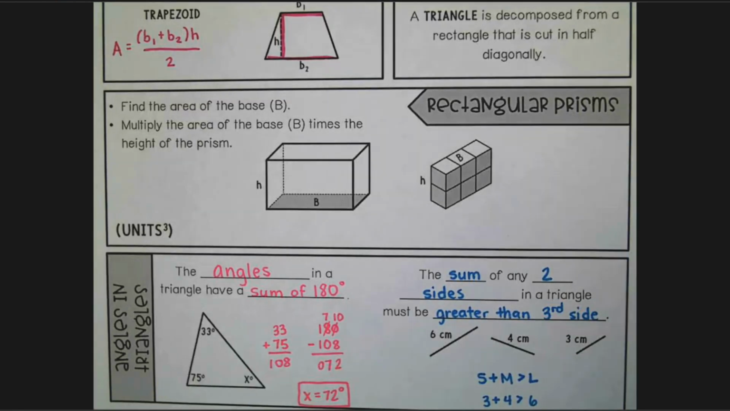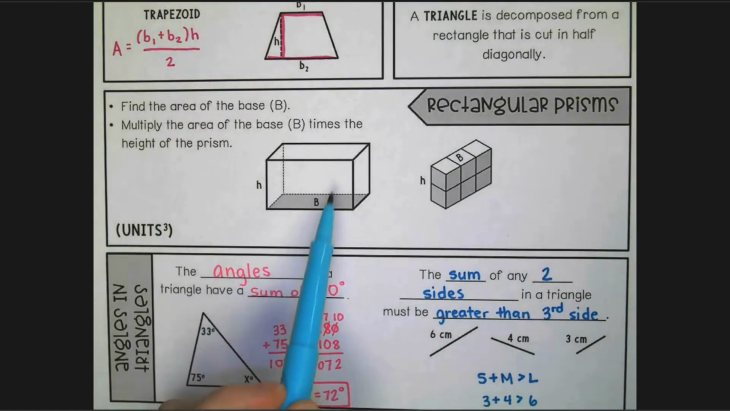Today we're going to be talking about finding the volume of a rectangular prism. In 7th grade, you'll actually find volume of pyramids and other types of prisms, but this year we only stick to rectangular prisms. You actually also did this in 5th grade, so it's review.